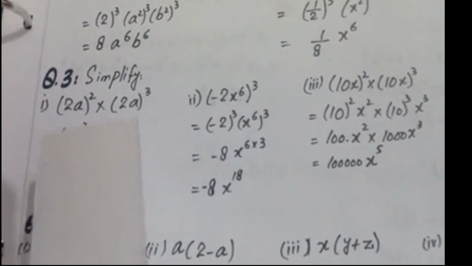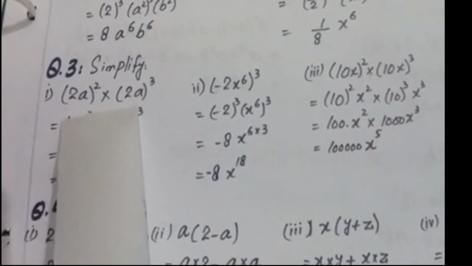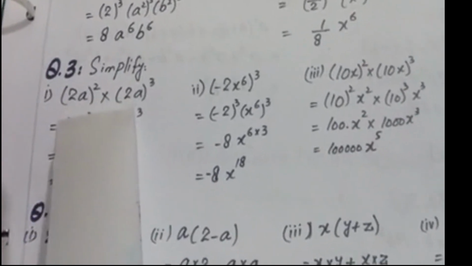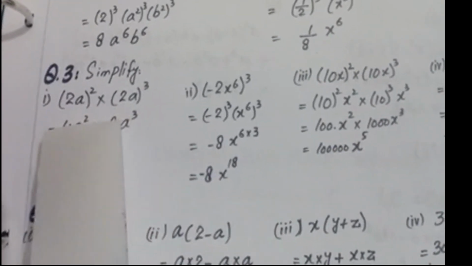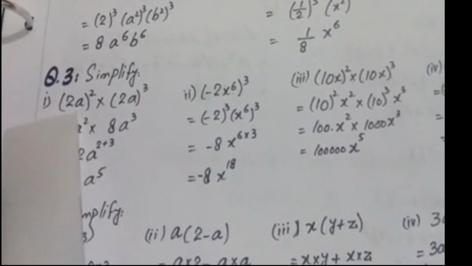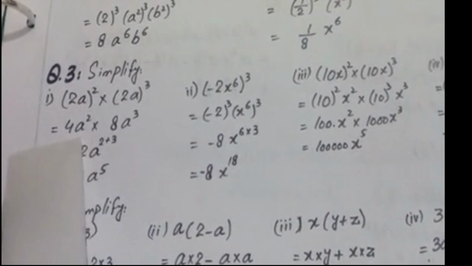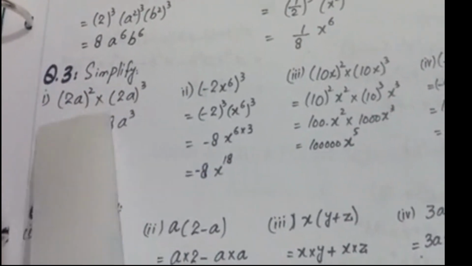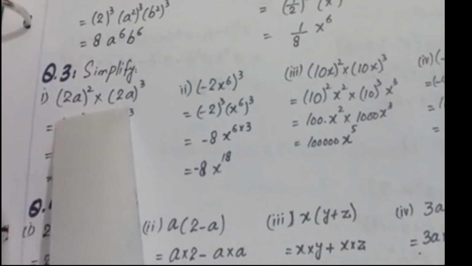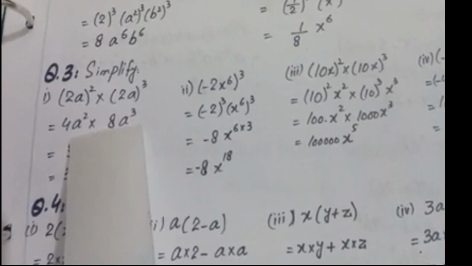That is, simplify these algebraic expressions. First part of this question is (2a²) multiplied by (2a)³. Now open the square. Square of 2 is 4 and a² will be written as a². Multiply this cube, applied to both terms 2 and a. Cube of 2 is 8 and here is a³.